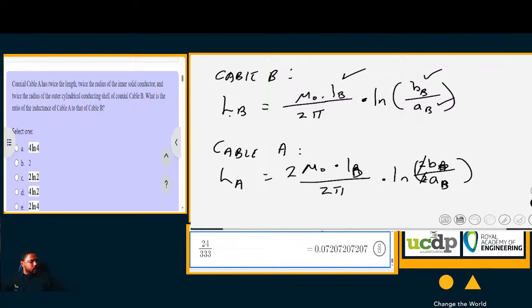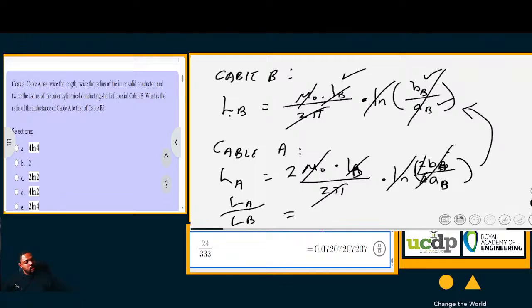Now if we were to divide cable A inductance by the inductance of cable B, if you were to write them on top of each other, this would cancel, that would cancel, 2 pi would cancel, mu naught would cancel. Ln of ABB over AB and ln of BB would cancel, leaving us 2 over 1. So the answer would be 2 over 1, which is just 2. Okay, so the ratio is just 2. At least that is how I understood it.